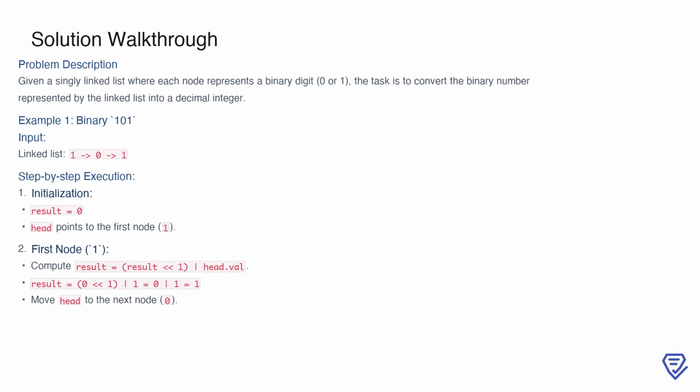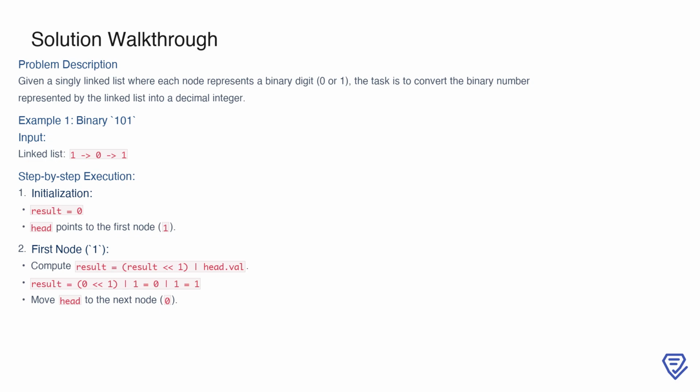For the first node, we use the formula result = (result << 1) | head.val. Here, the left shift operation result << 1 multiplies the current result by 2, and the bitwise OR operation | head.val adds the current node's value. Substituting the values, we calculate result = (0 << 1) | 1 = 1.